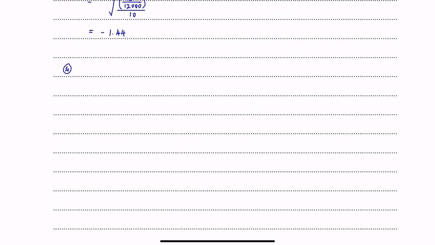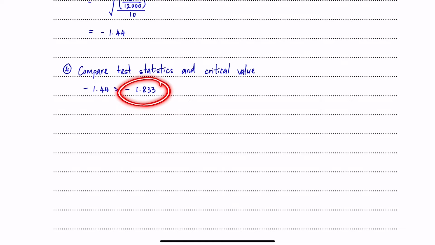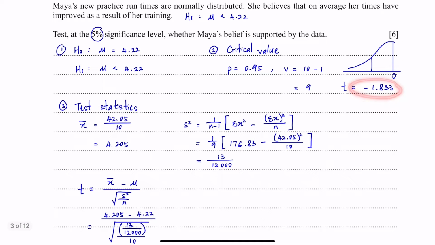In the fourth step, we compare the test statistic and the critical value. So we know that negative 1.44 is larger than negative 1.833. Negative 1.833 is our critical value here.